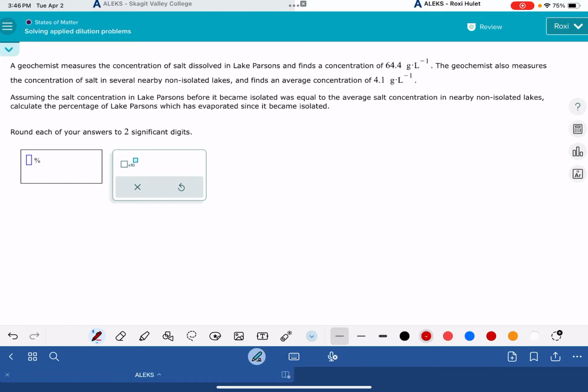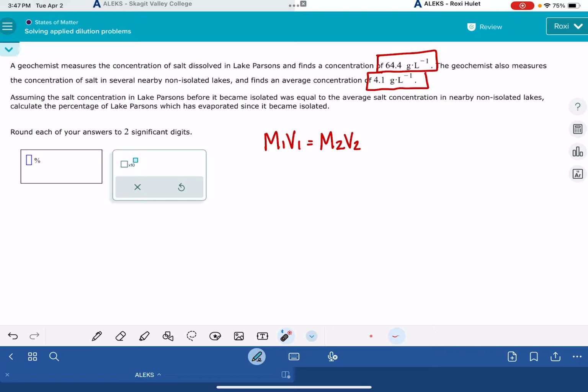Now this is still a dilution problem, so we are still using M1V1 equals M2V2. The thing that's going to make this problem trickier is that we only have two numbers provided to us. And in order to use this equation, we need to know three of these four variables, but currently we only know two. That's okay. I've got a trick to help us get around the fact that we only know two variables, but it is going to take a little bit more work.